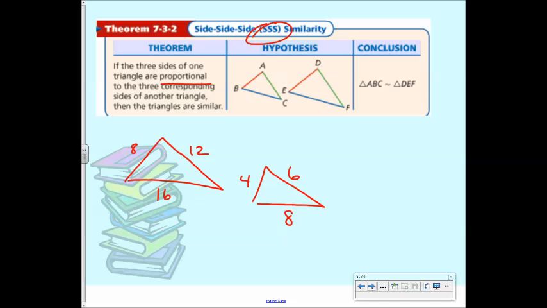But if you know that, what can you say about the angles then? The angles have to be congruent. So this angle right here would have to be congruent to this angle. This one would be congruent to this one. And this one would be congruent to this one. Okay? So that's the second one.